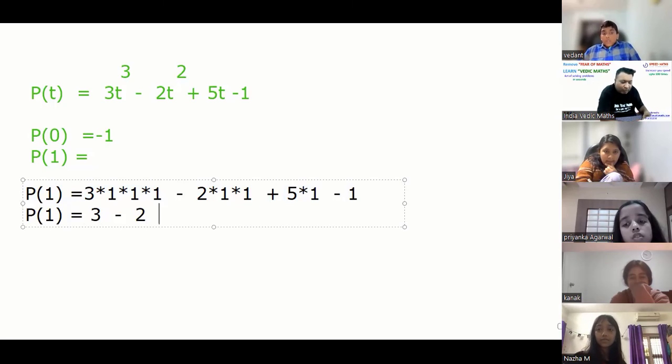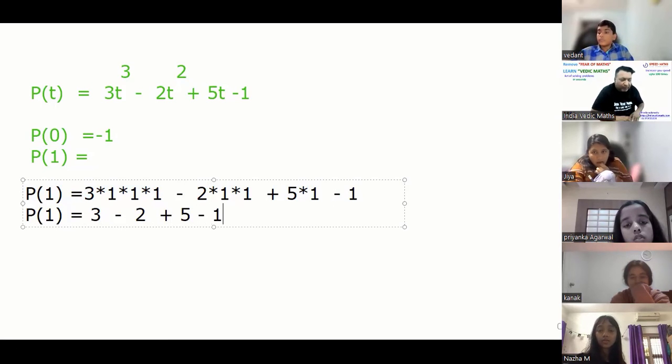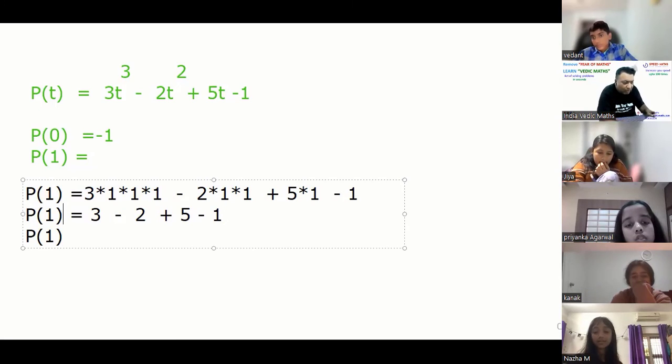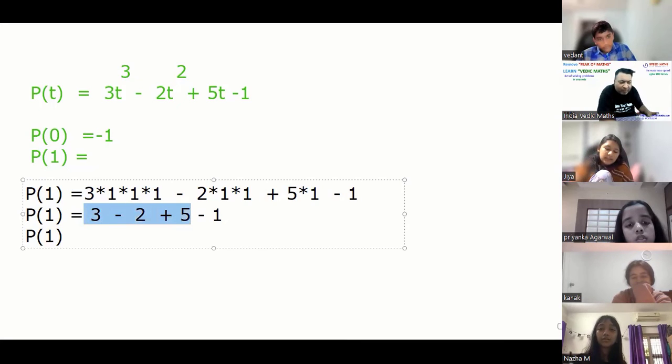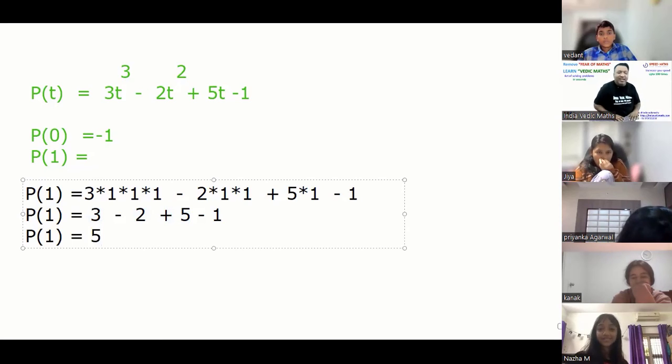Plus 5. You know why people face problems? Because they try to solve everything in their mind. It doesn't work like that. And this, minus 1. Now is it difficult? No, sir. How much is 3 minus 2? 1. 1 plus 5, 6. 6 minus 1, 5. See?